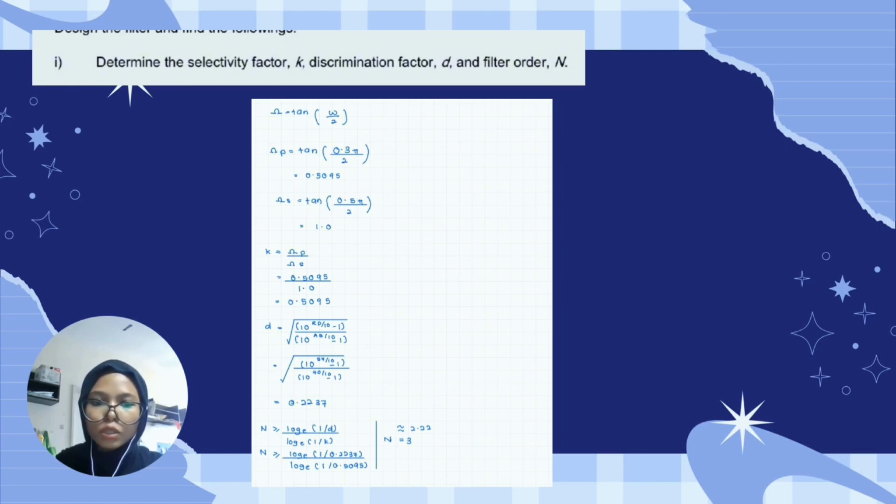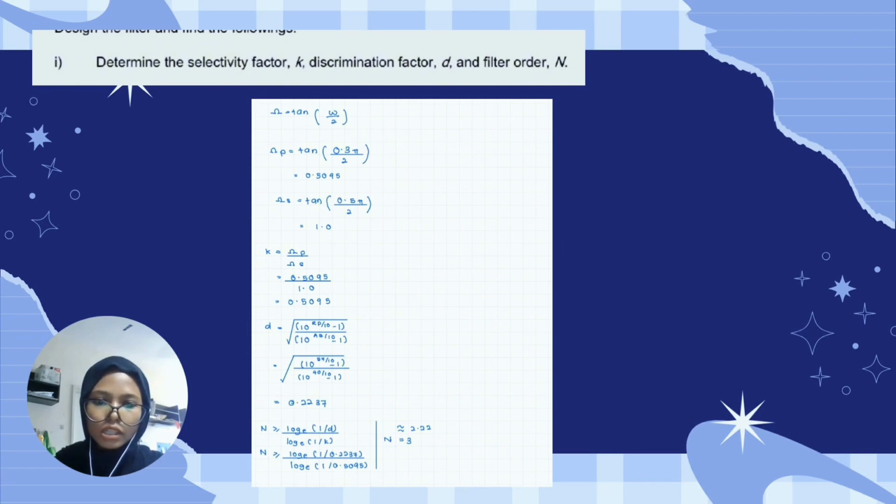Finally, we use our values for D and K to evaluate the minimum required filter order. N is greater than or equal to log base e of 1 over D, divided by log base e of 1 over K. Substituting our computed numbers into the natural log formula, n is greater than or equal to log base e of 1 over 0.2237, divided by log base e of 1 over 0.5095. This gives an exact value of n greater than or equal to 2.9314.